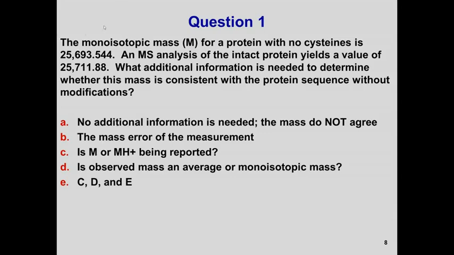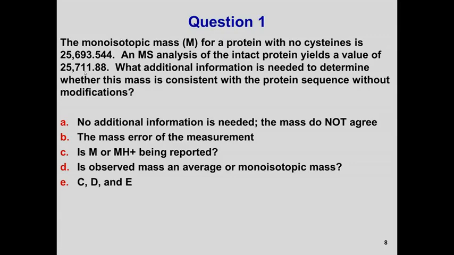One question would be, if I have a monoisotopic mass of a protein which doesn't contain cysteine, so I don't need to worry about whether cysteines are in disulfide bonds or not, and I have the indicated mass. A mass analysis of the intact protein yields a value of 25,711.88. What additional information would you need to determine whether this mass is consistent with the protein sequence without modifications?